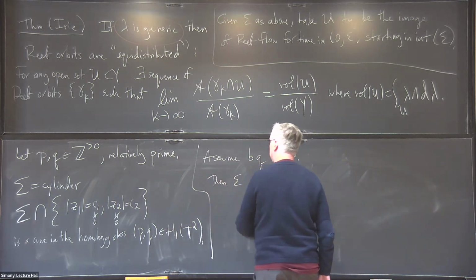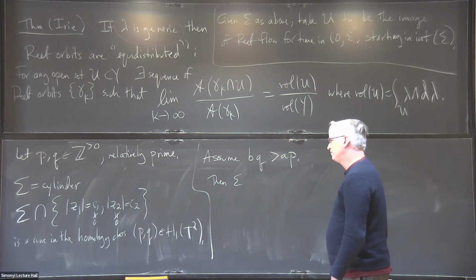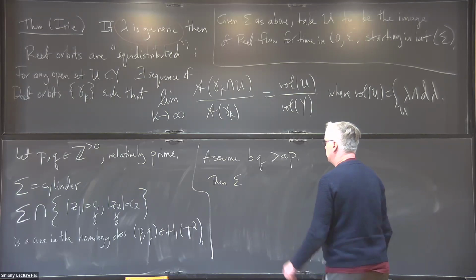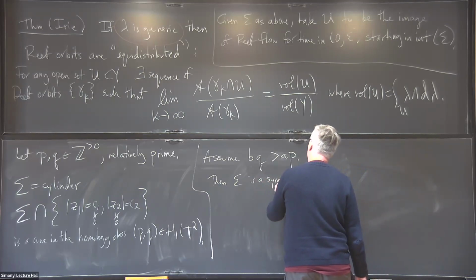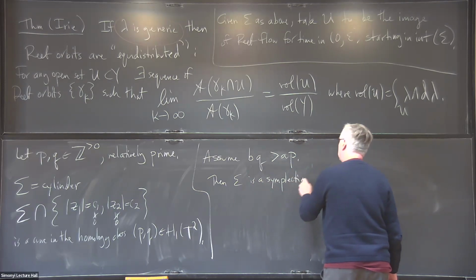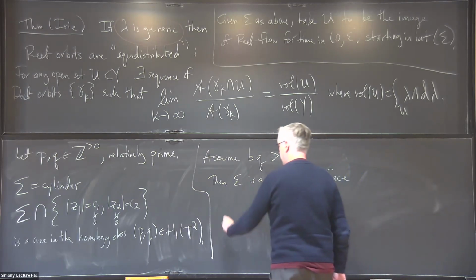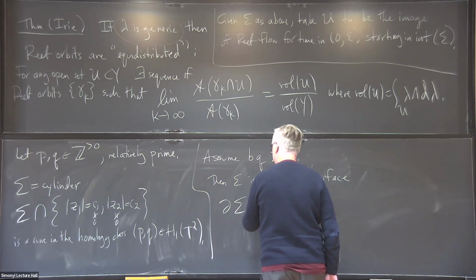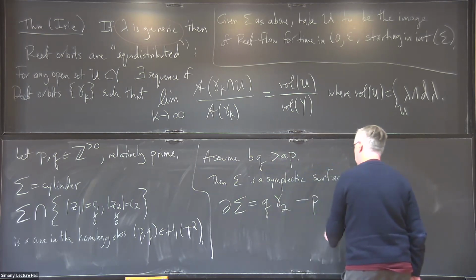So what are C1 and C2? Just some constants. And sigma is a symplectic surface. And the boundary of sigma is Q times the orbit gamma 2 minus P times the orbit gamma 1.